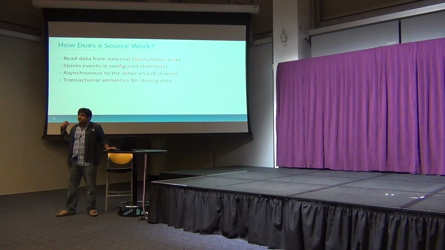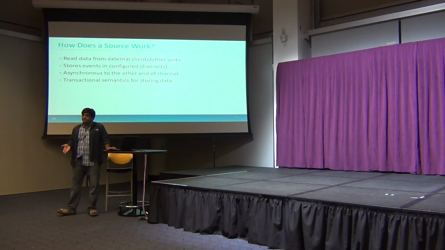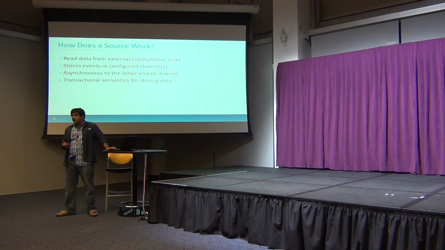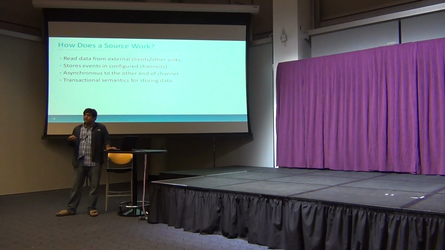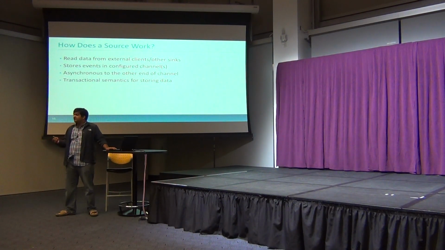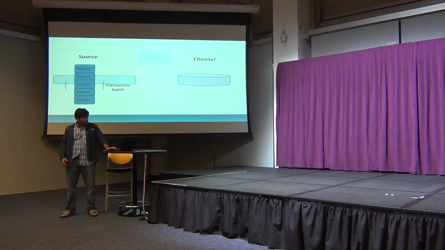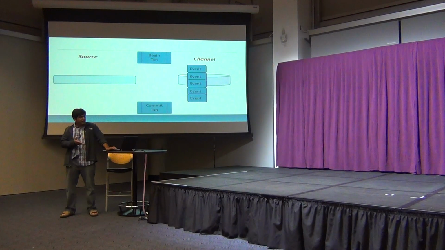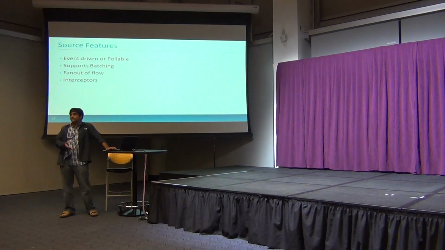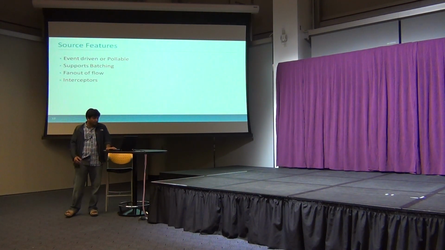The source also uses transactional semantics to drop events into the channel. When the source starts a transaction, writes events, and completes the transaction, it acknowledges it to the previous hop's sink. At that point, the previous hop's sink can delete the data from its own buffers. So this is a visualization: begin a transaction, move the events into the channel, commit the transaction, and then acknowledge to the previous agent.